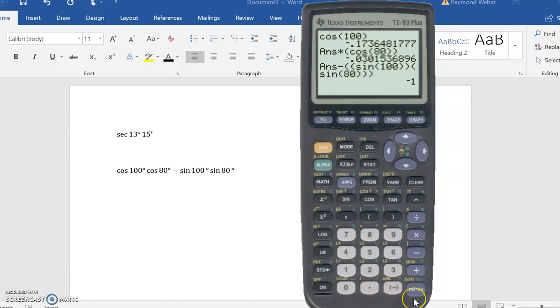Now we came up with a nice clean answer. If you had rounded, you wouldn't get this nice clean answer. So it's important that as you start this, it all stays in your calculator. I try to put as little in at a time as possible. The answer button is hugely important there.